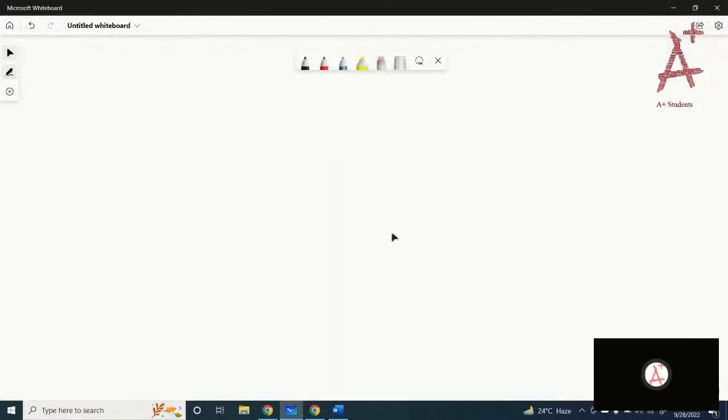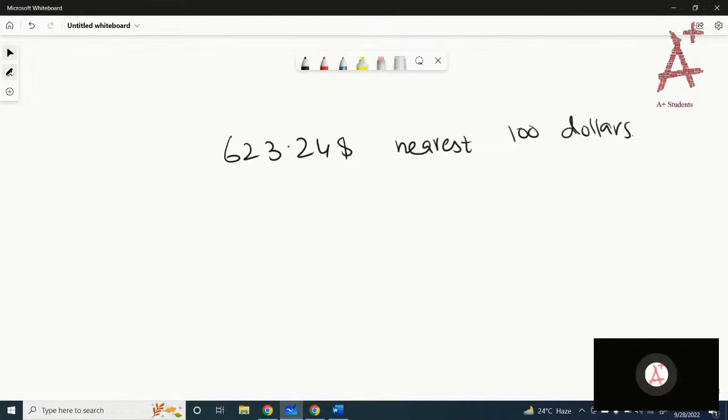The next one is, what is $623.24 rounded to the nearest $100? You have to round to the nearest $100. That means you have to round off the hundreds digit. So first you have to find the digit that is at the hundreds position. So it's the 6. Just look at the right hand side. The first digit is 2. You have to compare the 2 to the 5. So 2 is less than 5 or greater than 5?